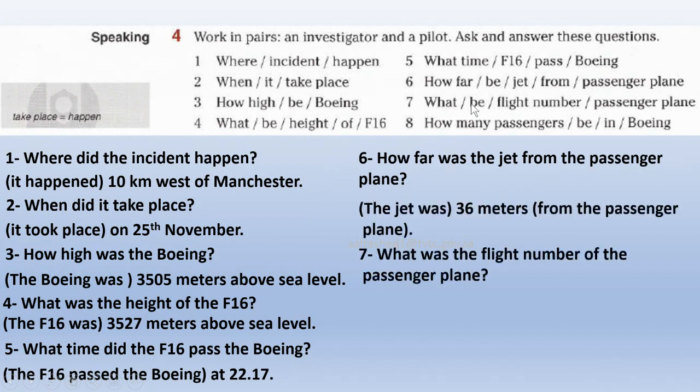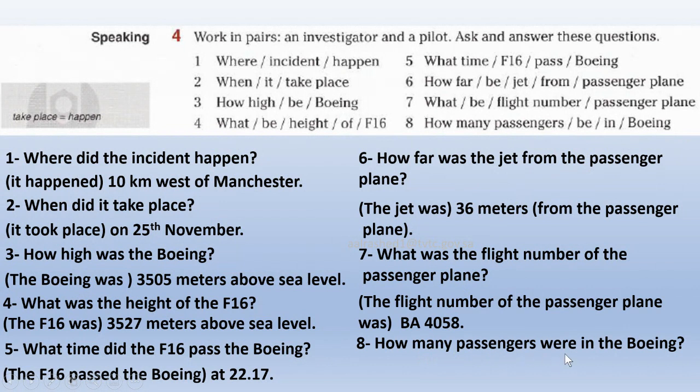Seven, what was flight number? What was the flight number of the passenger plane? Don't forget to put the article the, because we are talking about specific information. Okay, finally, how many passengers? Okay, you need to change it into either was or were in Boeing. And of is a preposition, pointing at its name, so there is no verb, so we don't need to use did here. If I don't want to use did here, I need to put either was or were. Bear in mind that we'll use were if there is an S here. But if there is no S, you need to put was. How many passengers were on the Boeing? Okay.